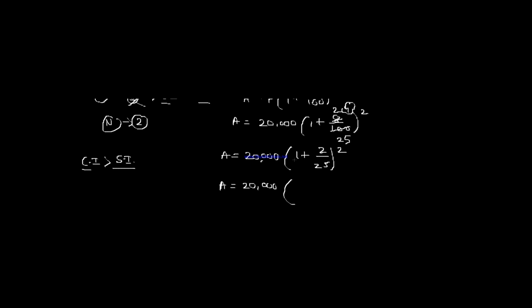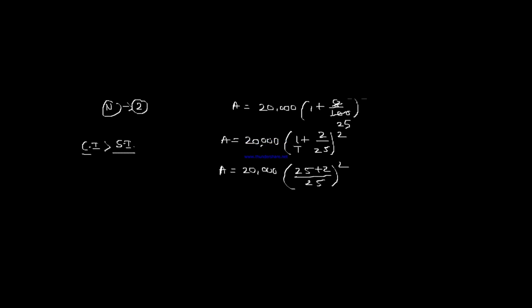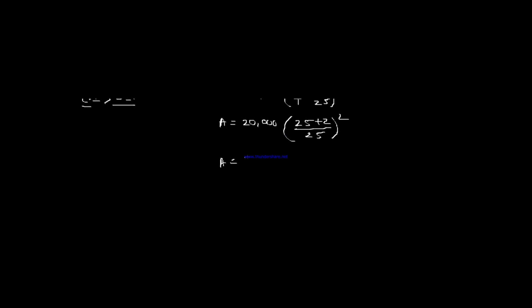So we'll do the cross multiplication over here. What answer will we get? 25 plus 2 is 27. So A is 20,000 into 27 upon 25, we will simply write it 2 times, 27 upon 25. And now we can do this division. 25 8s are 200, right? So this many extra zeros.